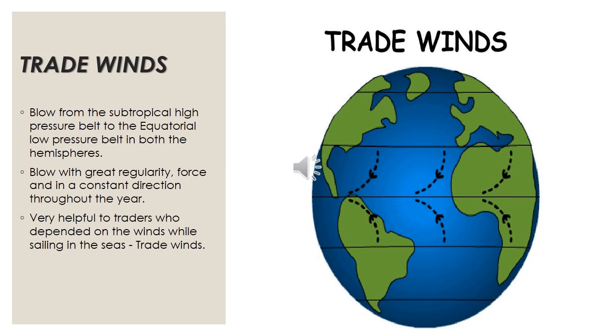Okay, so because of these winds, which blow with great regularity and in a constant direction, our Tamil people and our Indian people, the Indus Valley people, had trade contact with the western countries. Since these winds were helpful to traders, they are named trade winds.